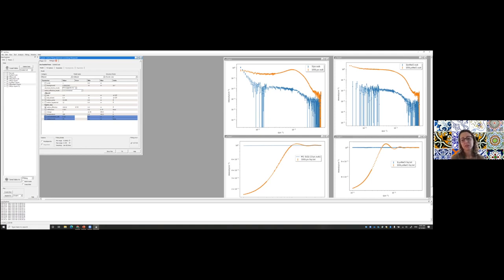Also, if you want to exchange information with your collaborators or ask a question to someone, if they have the data and they have the project saved, they can see what you've done. True. Thank you.